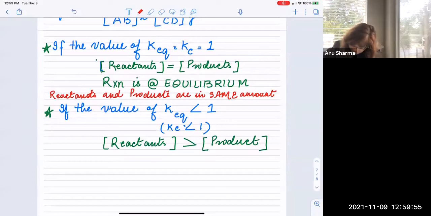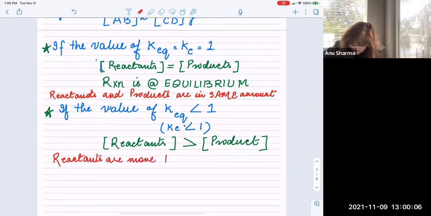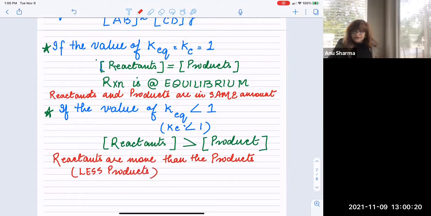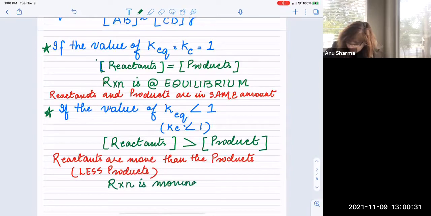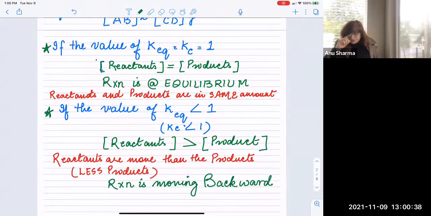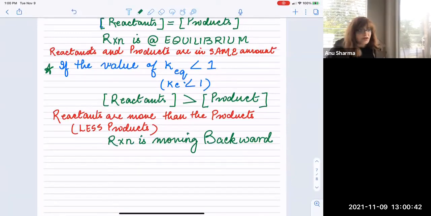Next, in this case, more reactants are present and fewer products. The reactants are more than the products. So when there are fewer products, the reaction is moving backward. Unfavorable. The reaction is moving backward. That means the moment the products are formed, they disintegrate and turn to reactants, obviously more reactants.